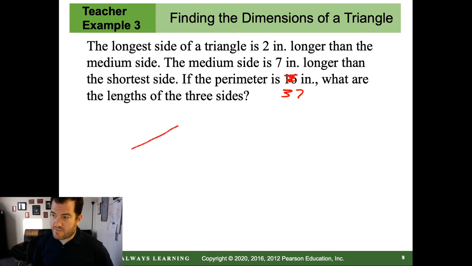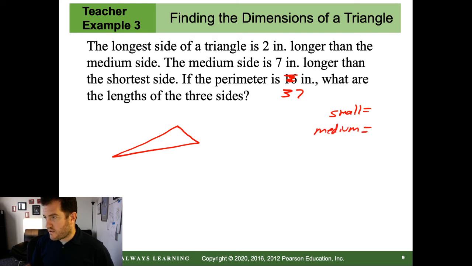Again, I need my triangle because I don't know. And then I can make a little bank over here. So I have a small, a medium, and what do they call it? Long? I'm just going to say large. Okay, so here, I don't know the dimensions of any of them. So the first thing I'm going to do is I'm going to call my small x.